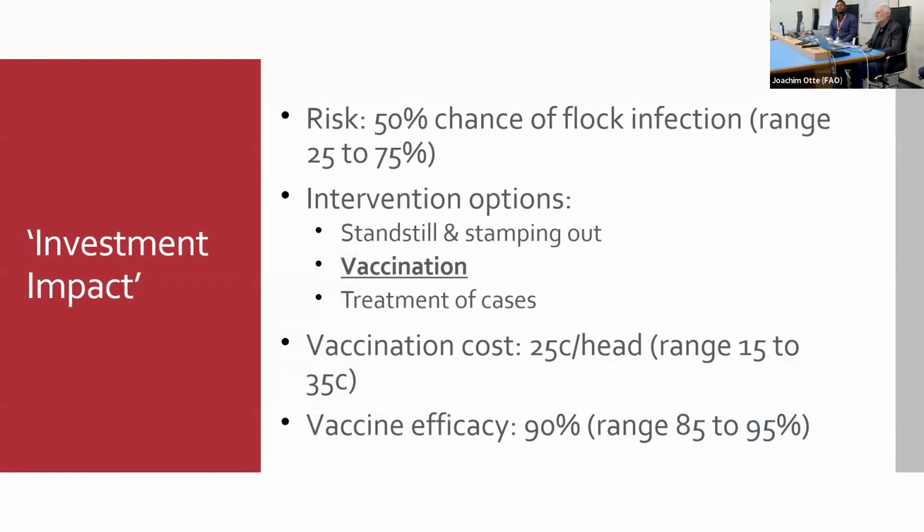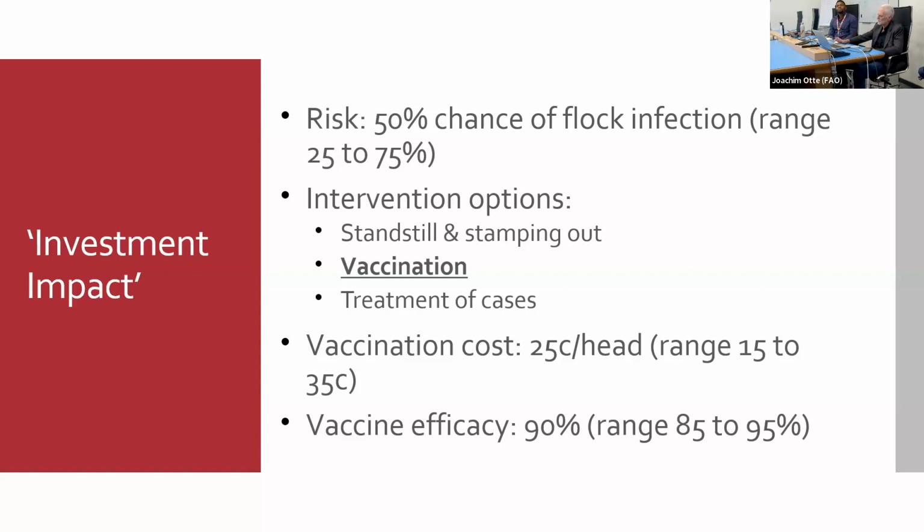I said we need some estimate of what is the risk of a herd being affected. We take 50% with a range of 25 to 75. What are the intervention options? So of course, here is vaccination. Vaccination cost, we take 25 cents per head, range 15 to 35. Also from literature search, and the vaccine efficacy is 90%.